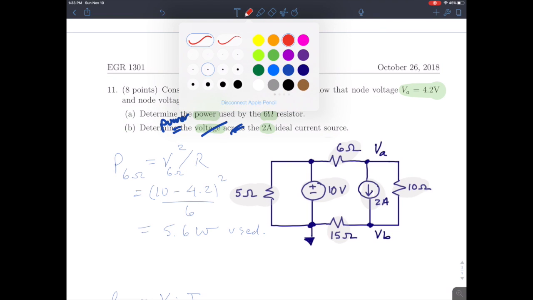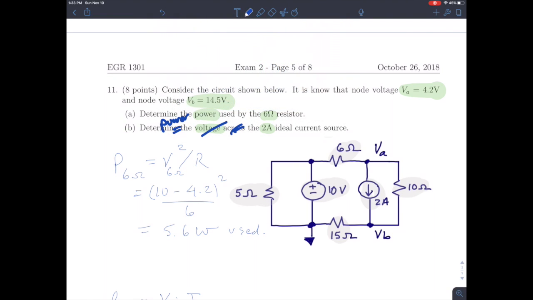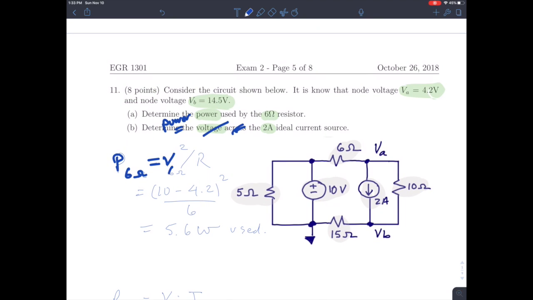All right, so if I want to know the power for the 6 ohm resistor, I got a couple of choices on equations. I can do V times I, or I can do V squared over R, or I squared times R. All right, so one of those equations will work. All of those equations will work. So let's choose the voltage one. So V 6 ohms, what's the voltage across the 6 ohm resistor? I can square that, divide by R, and I will get the power.